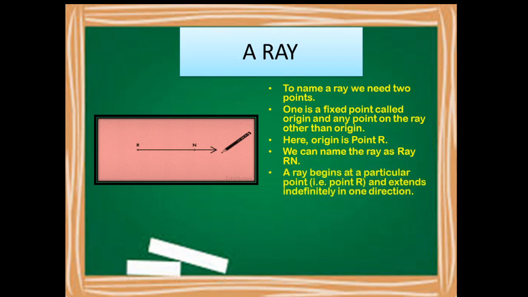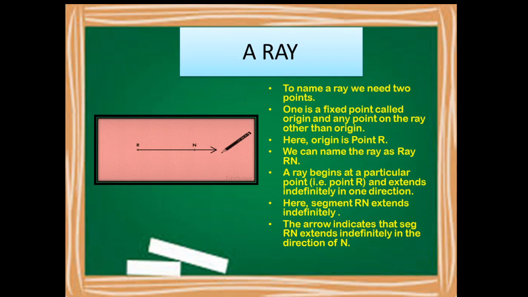A ray begins at a particular point, that is point R over here, and extends indefinitely in one direction. That means here the extension is only in one direction after point N, where I have an arrow on that side. Here ray RN extends indefinitely. The arrow indicates that ray RN extends indefinitely in the direction of N.